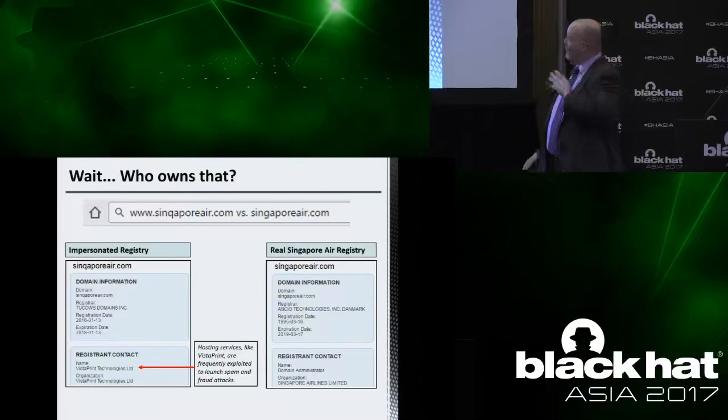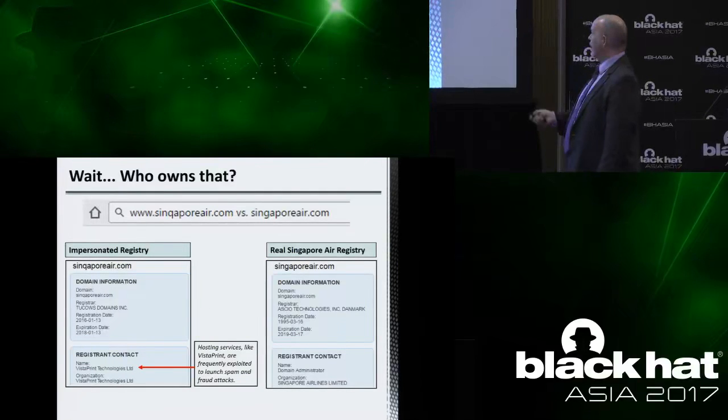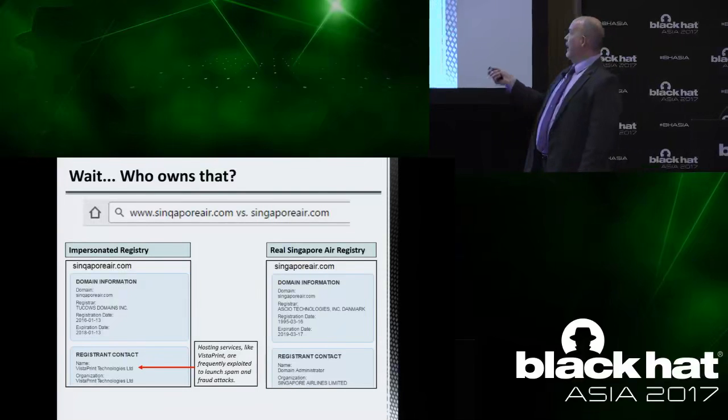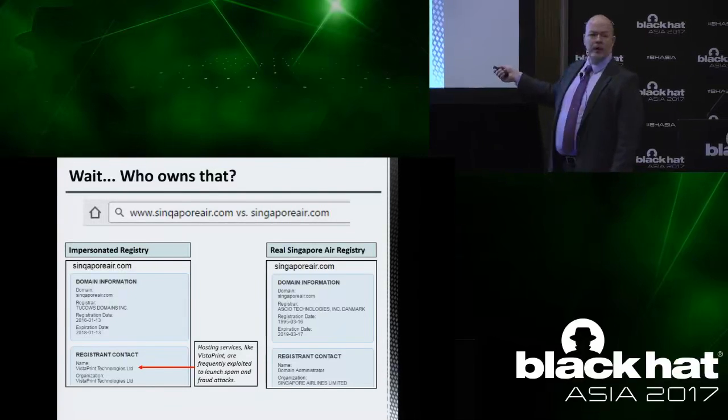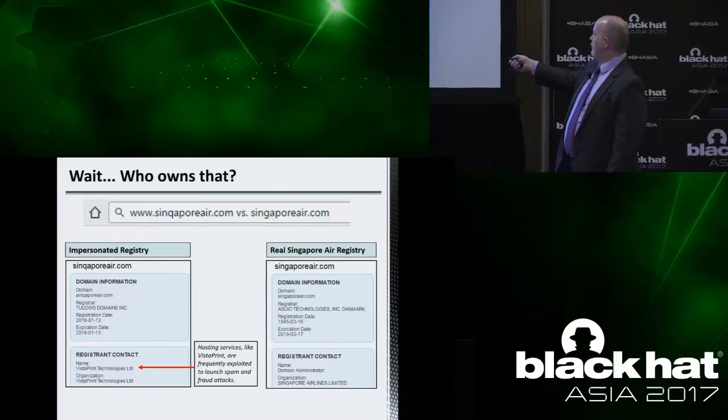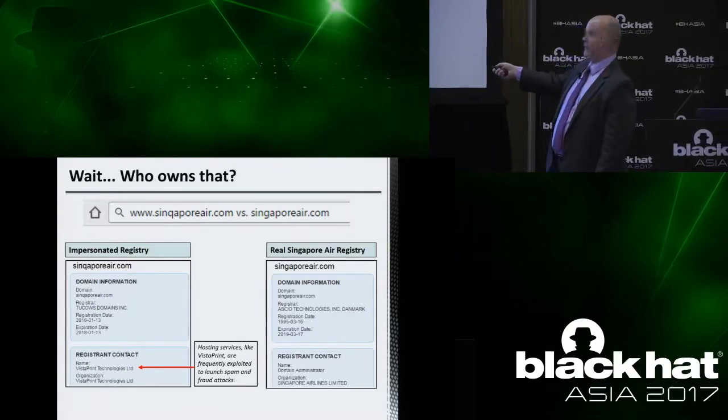Okay, so let's take a look at Singapore.air. This is the actual Singapore.air registry. So if you go out to Whois and you look up their registry, you can see who owns that. You can see how long they've owned it. They've owned it for a long time, 1995 domain registration, and the organization is Singapore Airlines Limited.